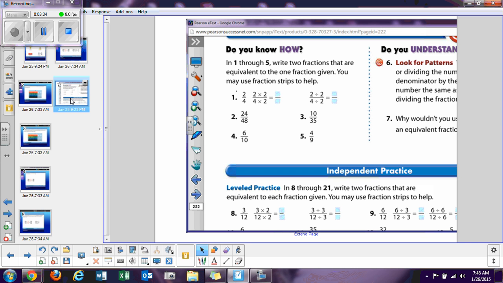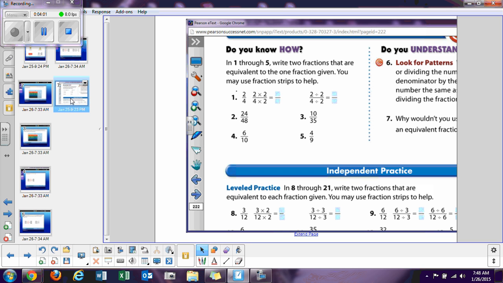For number 3, 10 over 35, I'm going to start at the same spot. I'm going to multiply both numbers by 2 and get 20 over 70. I'm also going to divide both numbers by 5 and get 2 over 7. So I have two fractions that are equivalent, 20 over 70 and 2 over 7.